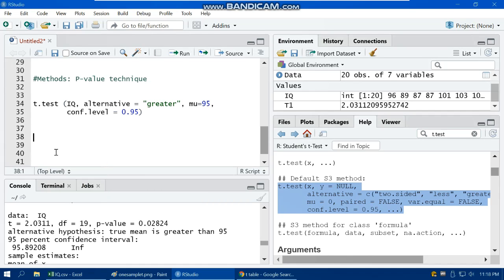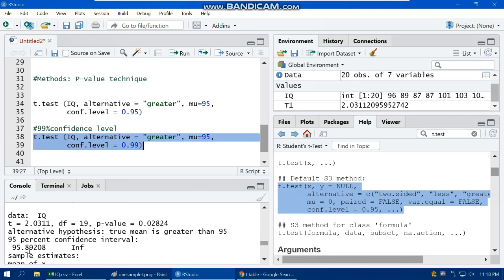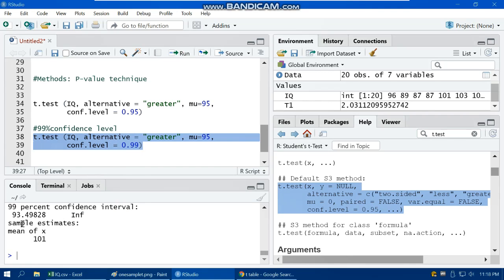If I use a 99% confidence level, sorry, 99% confidence level, what will happen to the confidence interval? It was IQ starting from 95 to infinity. Now it will start from 93. So to make sure that we are 99% confident, it increases the confidence interval, right?